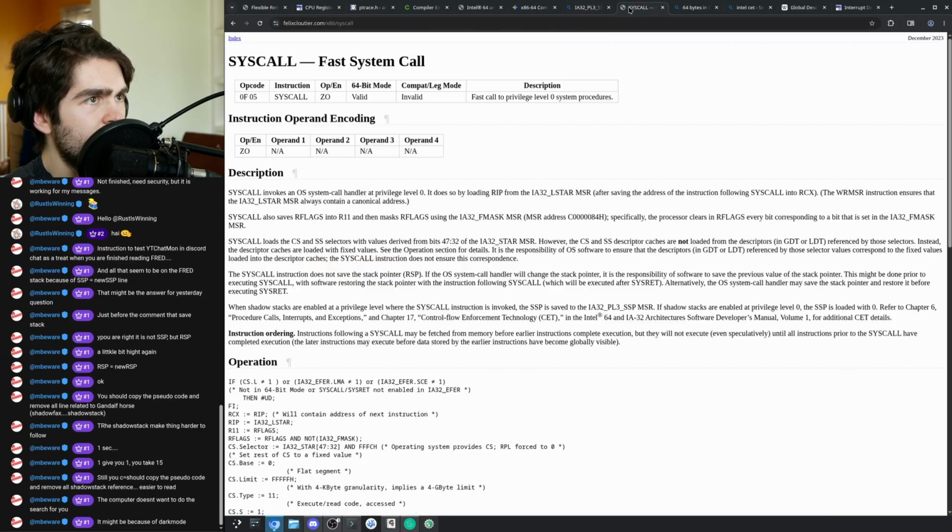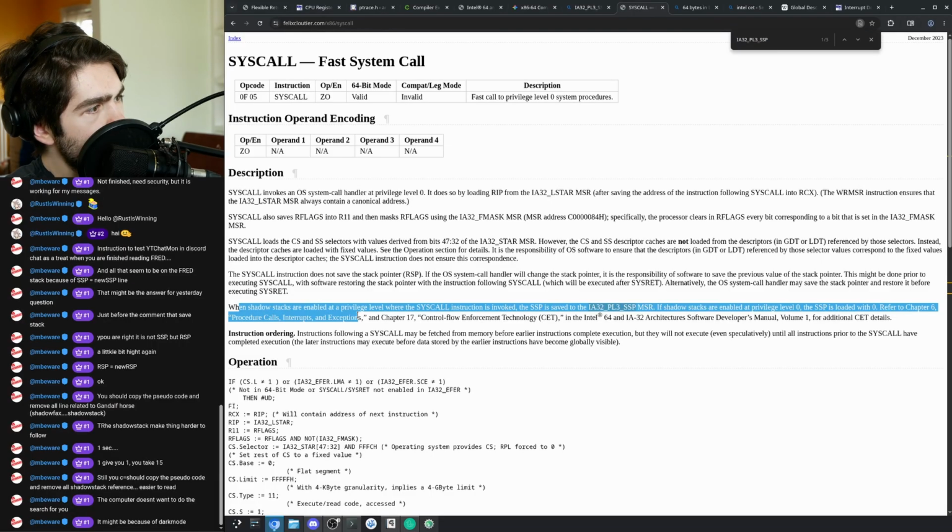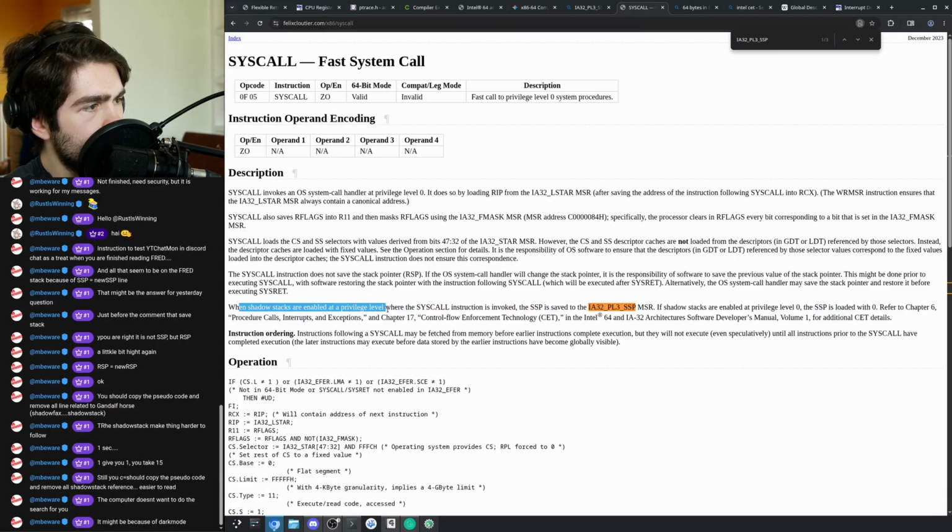Okay. Didn't help at all. When shadow stacks are enabled at a privilege level... Oh, that's what privilege level means. Where the syscall instruction is invoked, the SSP is stored into... Oh, okay. So that says IA32, privilege level 3, so that's user mode shadow stack pointer. It might be because of dark mode. Yep, might be because of it.